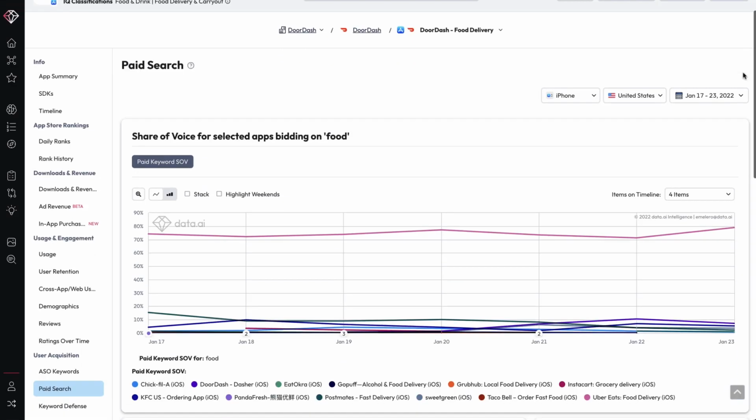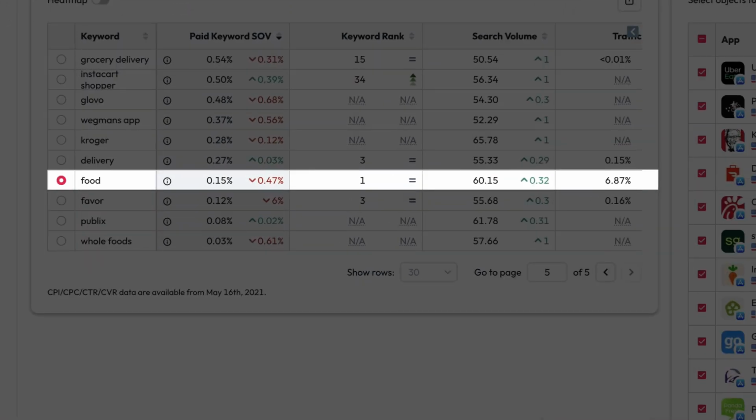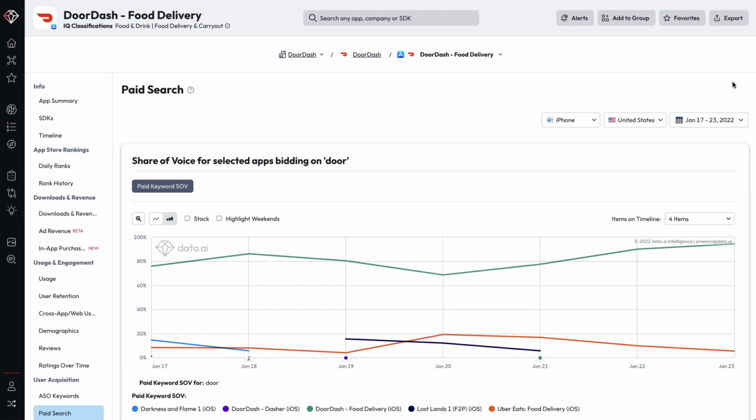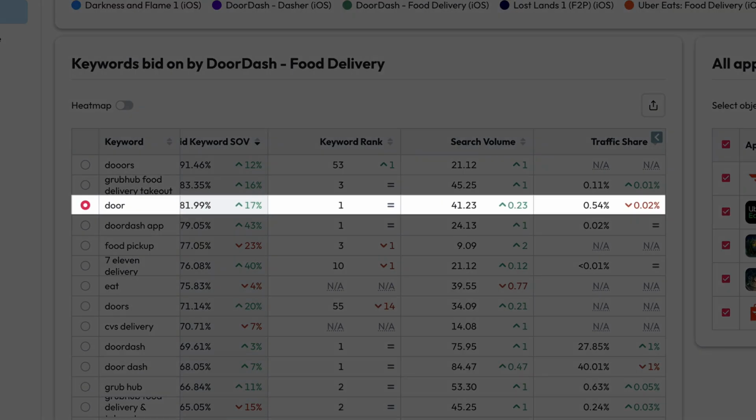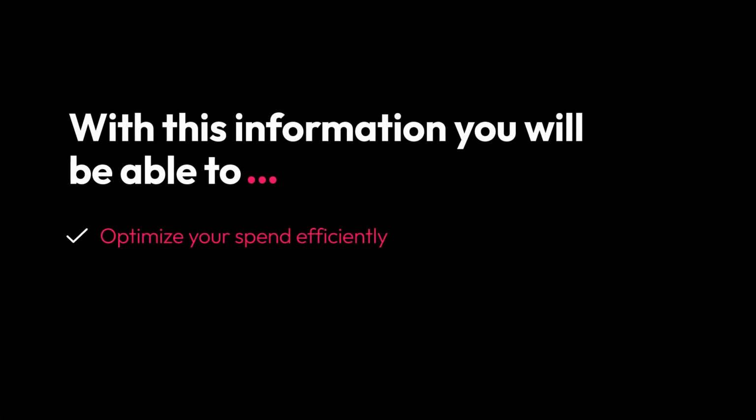To maximize paid search efficiency, consider adjusting your UA spend by identifying high-volume keywords on which your competitors are outbidding you. Conversely, spend less on low-performing keywords that are not generating traffic share. With this information, you will be able to optimize your spend efficiently, while driving download growth.